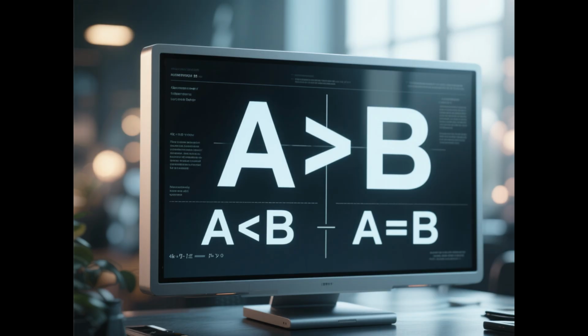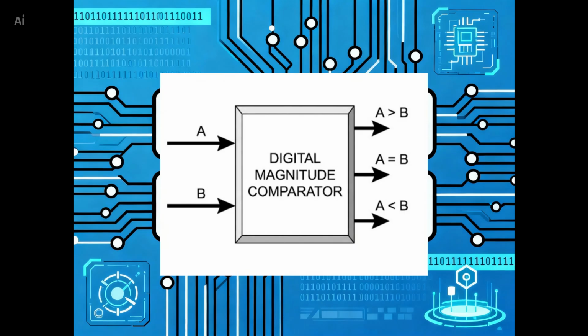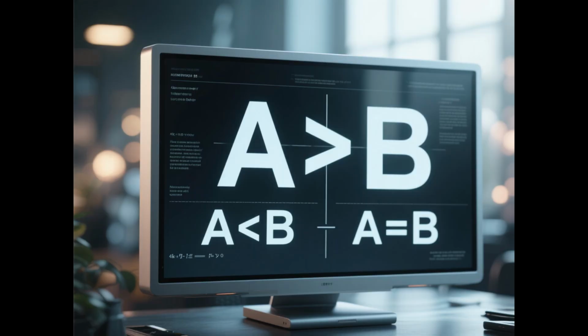Think of it like this. If you have two 4-bit numbers, the comparator chip has inputs for both the numbers, and the chip has three outputs. A is greater than B, A is less than B, and A equals B.